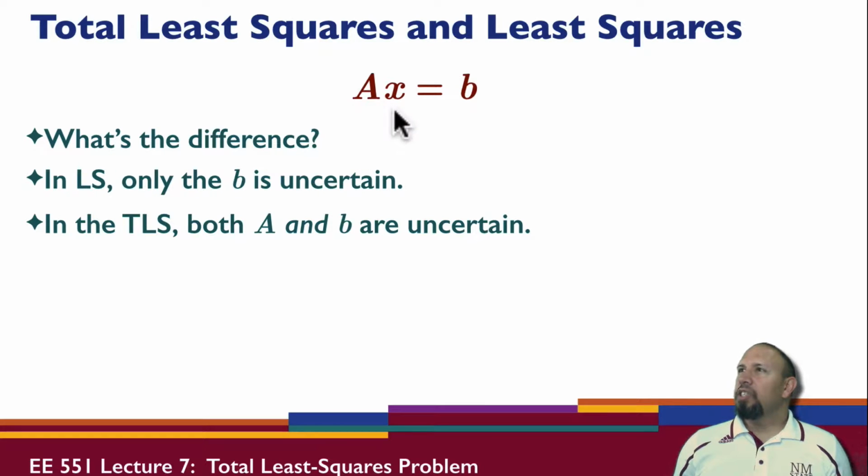Another way of looking at the least squares problem is again looking at just the basic linear algebra problem. And so the question is, what's the difference between the LS, or ordinary least squares, and total least squares? In the ordinary least squares problem, only the b is uncertain. In the total least squares problem, both A and b are uncertain. So that's one of the differences.